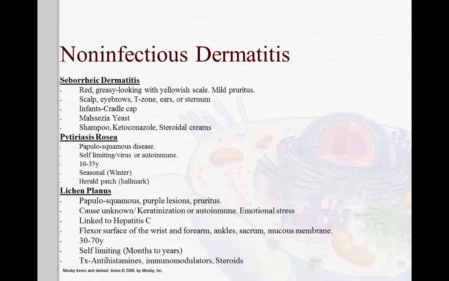The symptoms develop gradually. You're able to see a red, greasy looking yellowish scale with mild pruritus that could be present in the hairline, in the scalp, in the eyebrows, in the T-zone, which is called glabella, ears, and also the sternum.